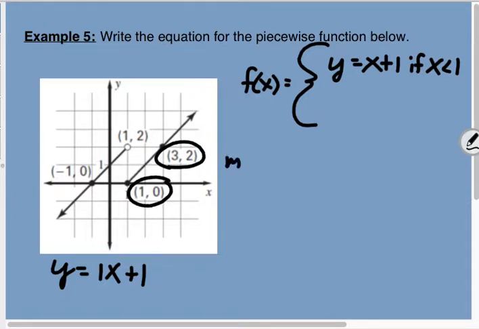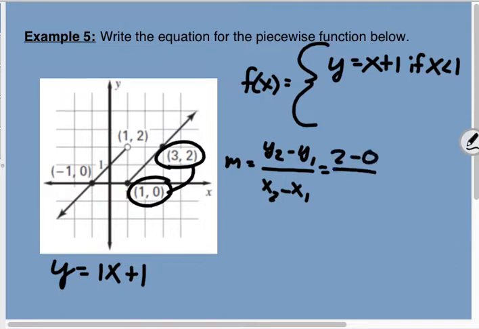So first of all, finding the slope. y sub 2 minus y sub 1 over x sub 2 minus x sub 1. It's basically that you subtract the y values, you subtract the x values, and that's your slope. So 2 and 0 are my y values. 3 and 1, I'm going to get 2 over 2. Once again, my slope is 1. We already found that, but just showing you how to do that.